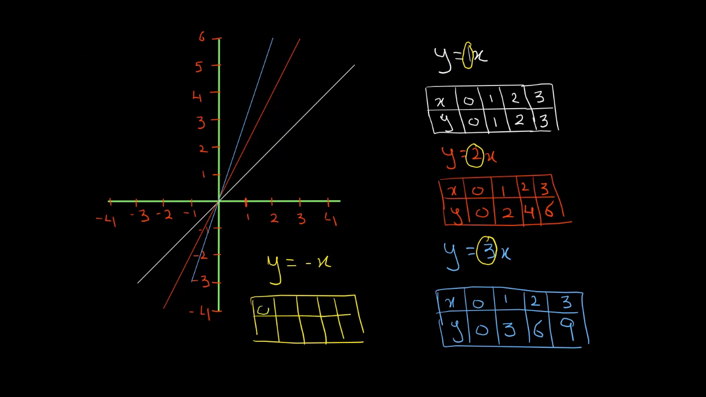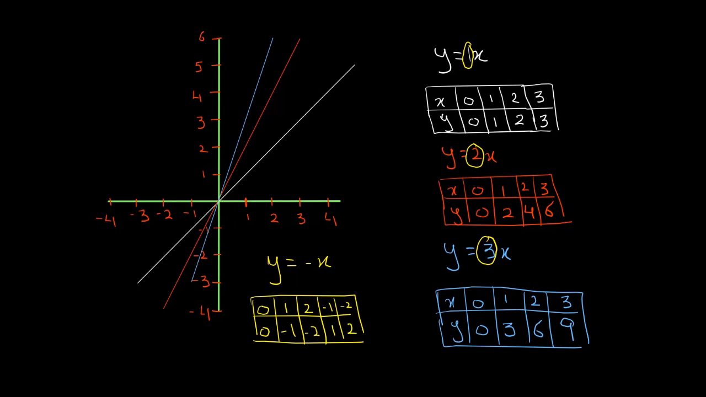So what this will look like is, again, not hard. When x is 0, y is 0. When x is 1, y is minus 1. When x is 2, y is minus 2. And we can try other values too. Let's say when x is minus 1, y is plus 1. And then when x is minus 2, y is plus 2. Interesting.